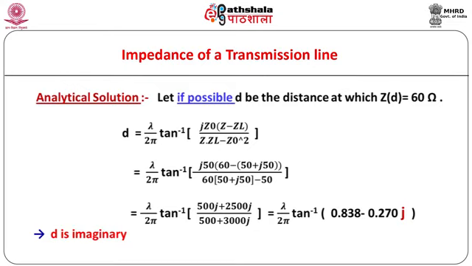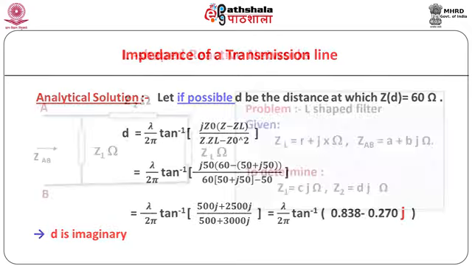Here we note that D comes out to be imaginary. Hence, we conclude that it is not possible to get a real value of the line impedance as 60 ohm for the given load anywhere along the transmission line. Note that the Smith chart avoids such complexity arising in the analytical method.